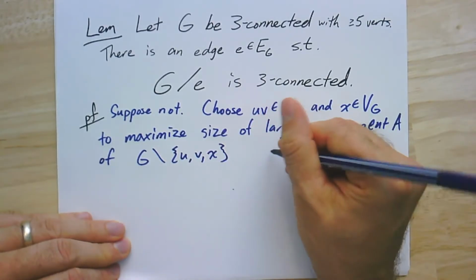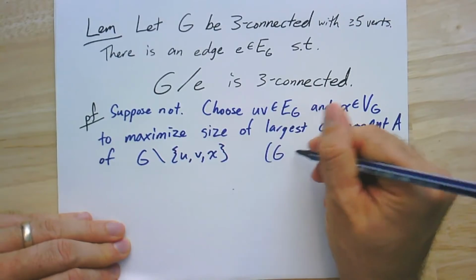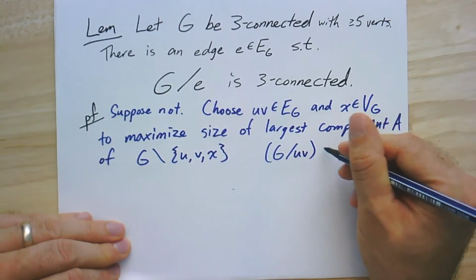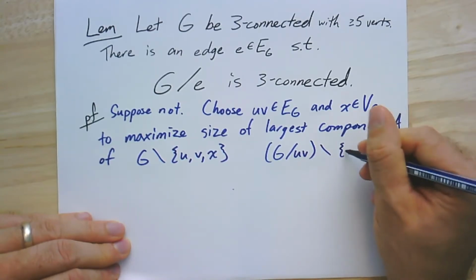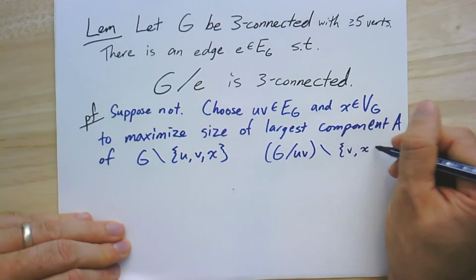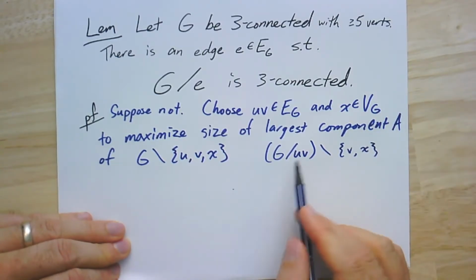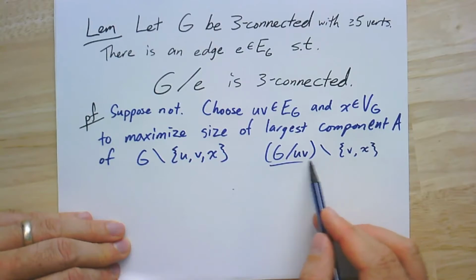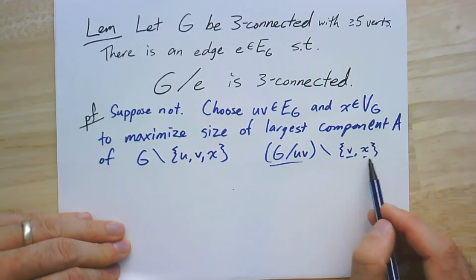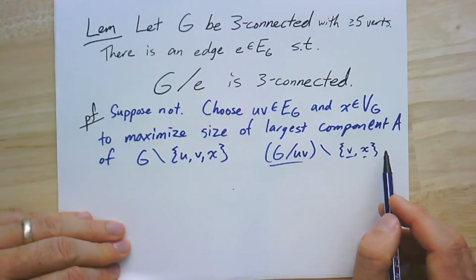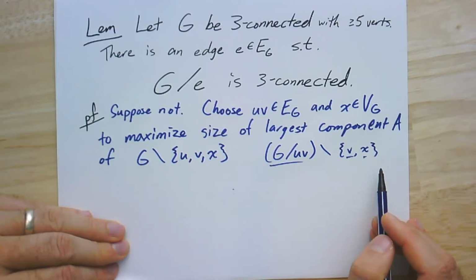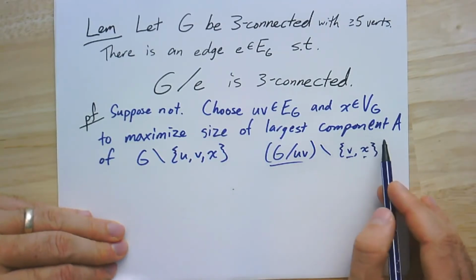You can also think of this, although it's a little bit harder to write, as G contracting UV and then subtracting this combined vertex UV and then X. So if you want to think of it as 2 operations where I contracted the edge and then I removed that contracted vertex plus one other vertex to separate the graph into 2 pieces, then I do this to maximize the size of the largest component.